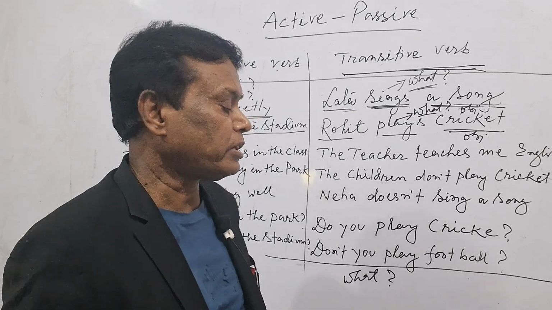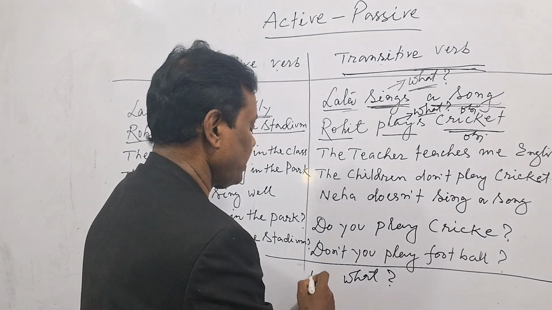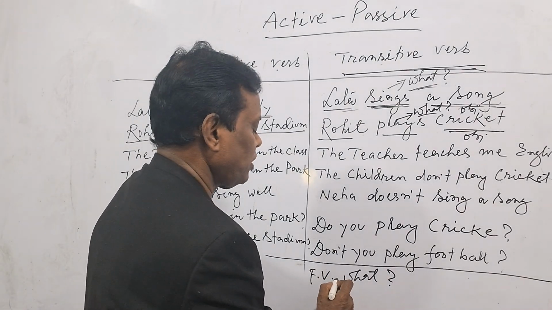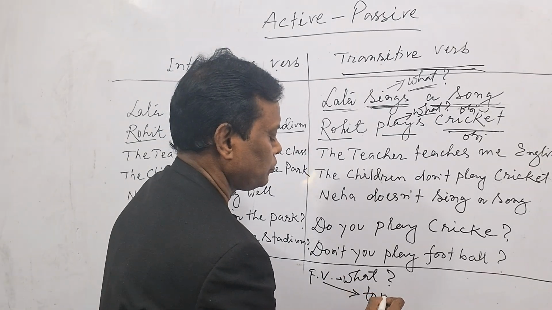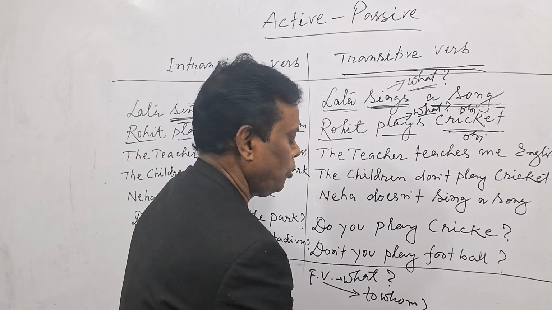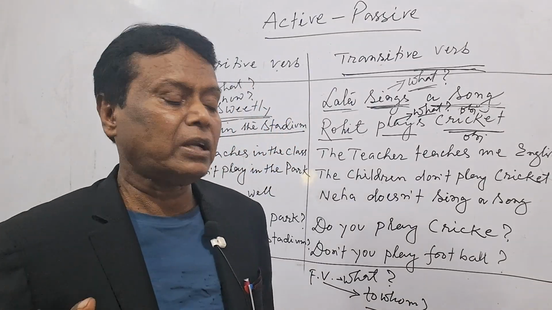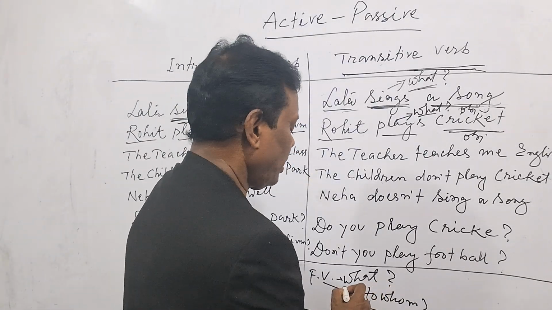Put the question what in front of the finite verb. ये finite verb है, finite verb के सामने what question put करो. दूसरे तरीका है to whom. What and to whom? These two are possible. These are the WH family. What is a WH family?